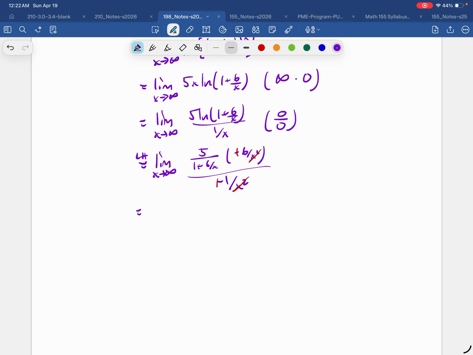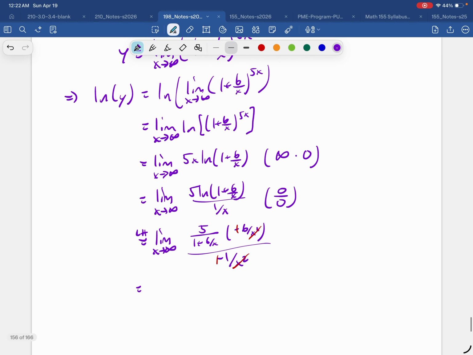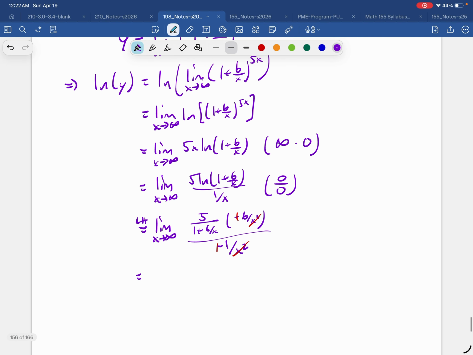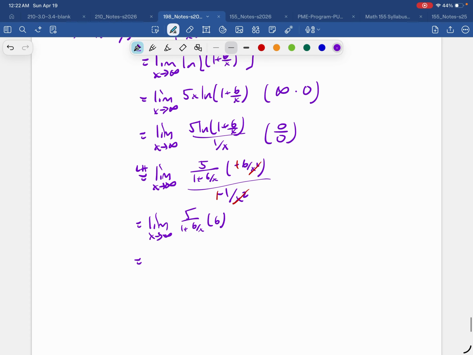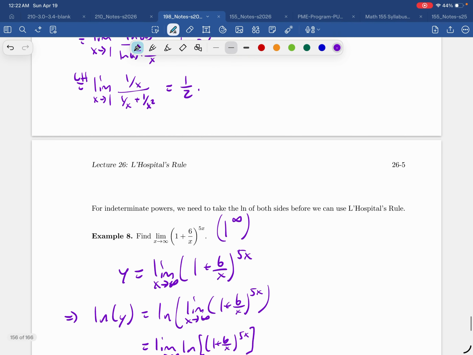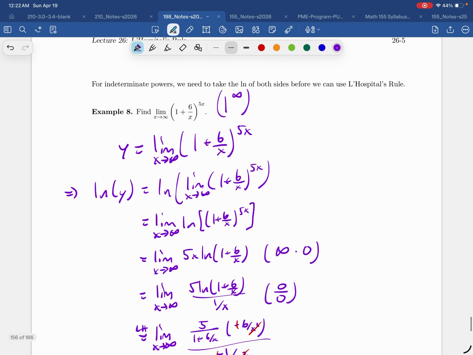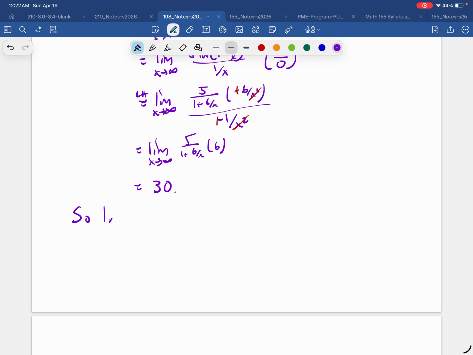And so you wind up getting... Right, and we are approaching infinity, right? Yes. You wind up getting 5, well, I'll write this one more time. Limit as x approaches infinity of 5 over 1 plus 6 over x times 6. And this winds up equaling 30. So you might say, okay, well, our answer is 30, really? This equals 30? Not quite. Remember, ln of our answer is 30. So ln of y equals 30.